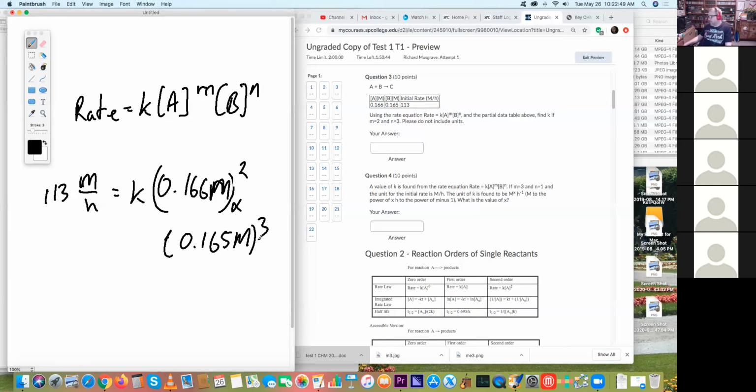All right, just a tip that I can give you. If you've got 0.166 squared, that's the same as 0.166 times 0.166. And if you've got 0.165 cubed, that's the same as 0.165 times 0.165 times 0.165. So if it helps, don't even worry about the powers. Just multiply them by themselves that many times and by each other, and come up with a value that goes on the K side, and divide that into 113 on the other side, and that'll give you the proper numerical value. Okay. All right. Any questions about number 3?